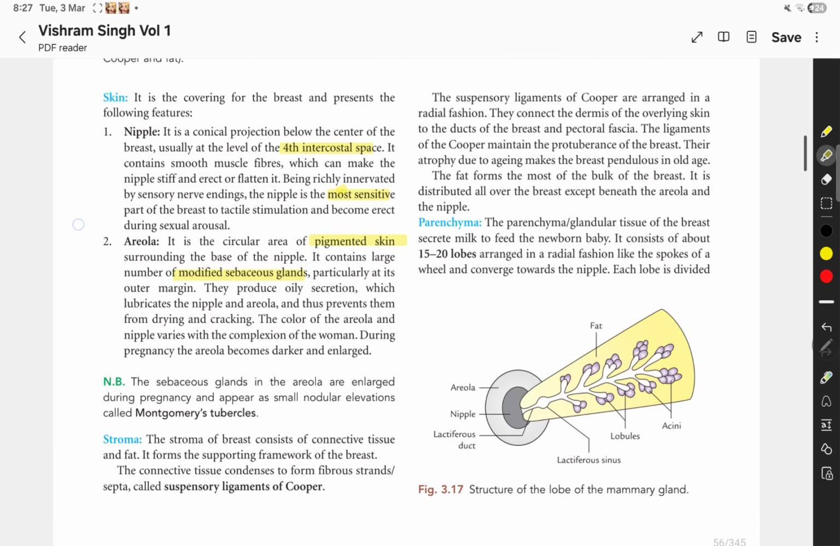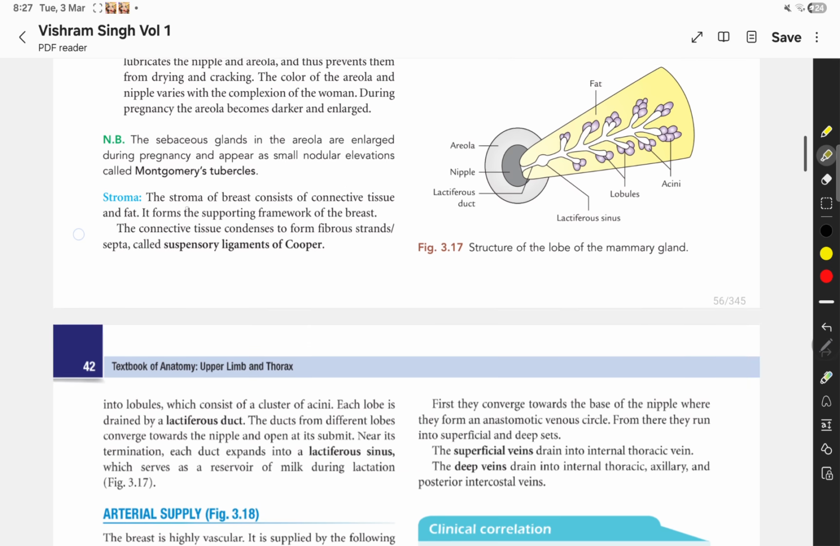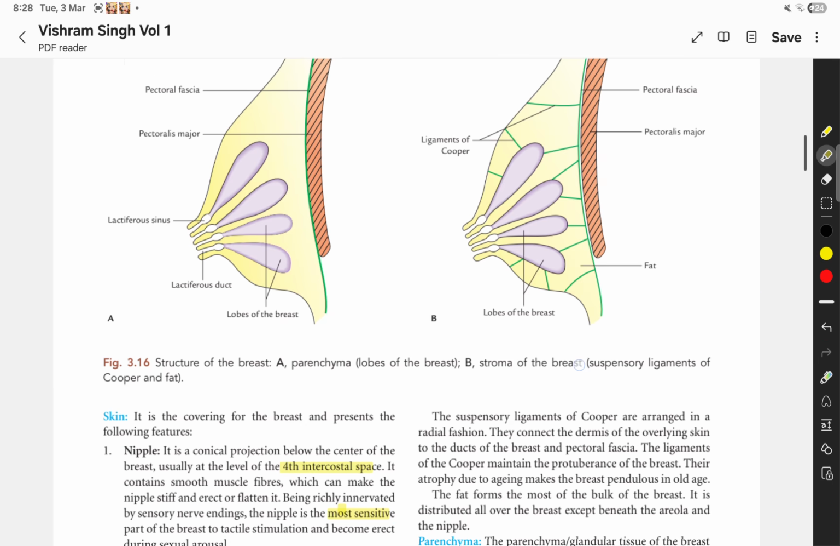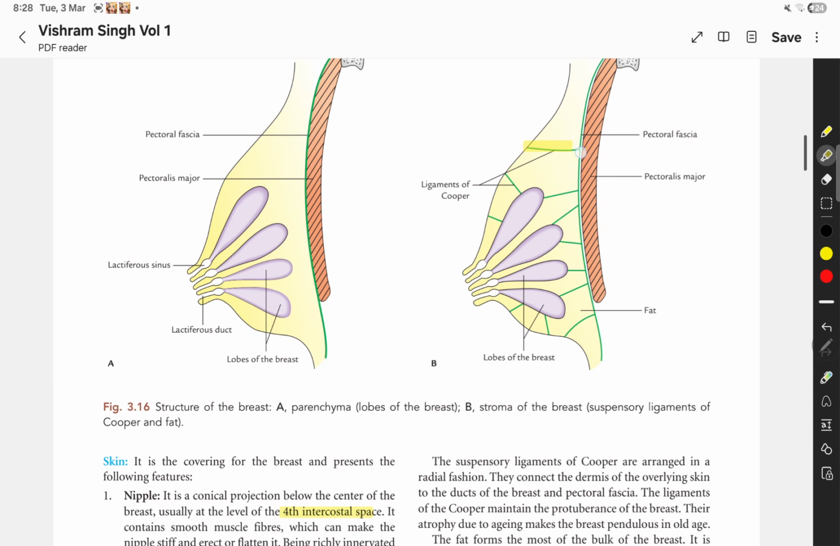Stroma. So in skin there are nipple and areola. Stroma of the breast consists of connective tissue and fat. It forms the supportive framework of the breast. The connective tissue condenses to form fibrous strands or septa called suspensory ligaments of Cooper. Okay, the connective tissue condenses to form suspensory ligaments of Cooper. See, these are ligaments of Cooper.